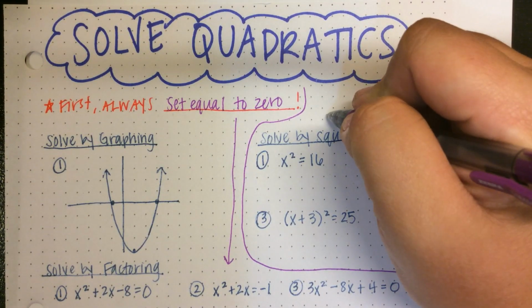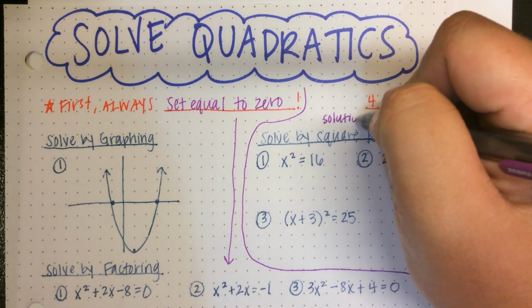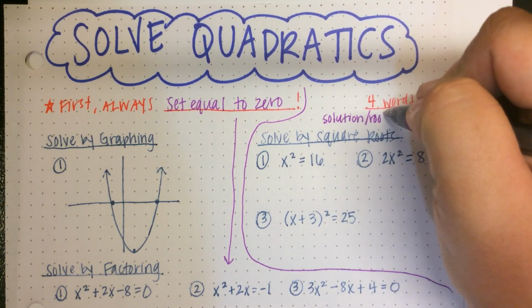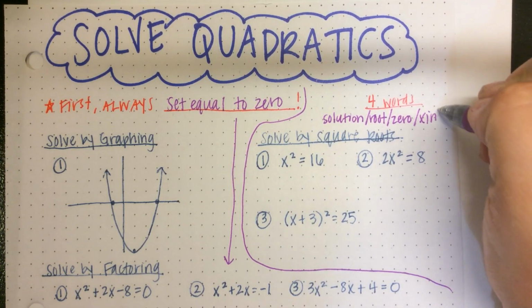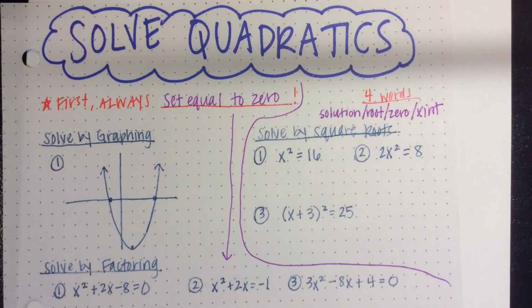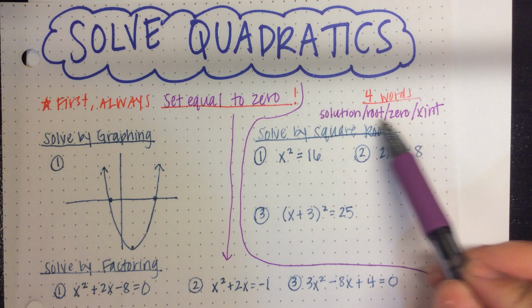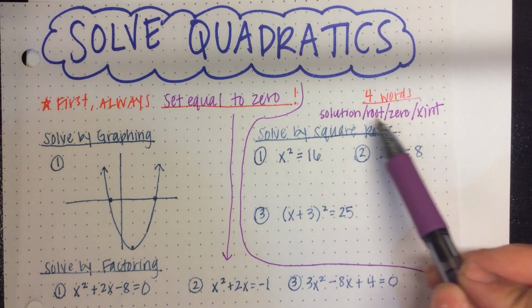Okay, we got solution, root, 0, and X-intercept. All 4 of those mean the same thing. And that's important because sometimes it throws you off and they'll say, what are the roots of this function? Well, then you think, oh, that's just the solution, or that's just the X-intercept, okay? So don't let root and 0 throw you off. These all mean the same thing.